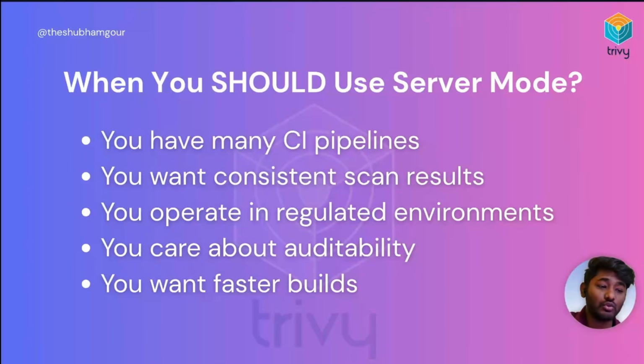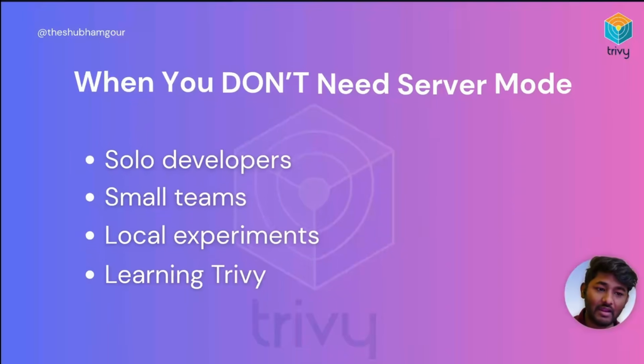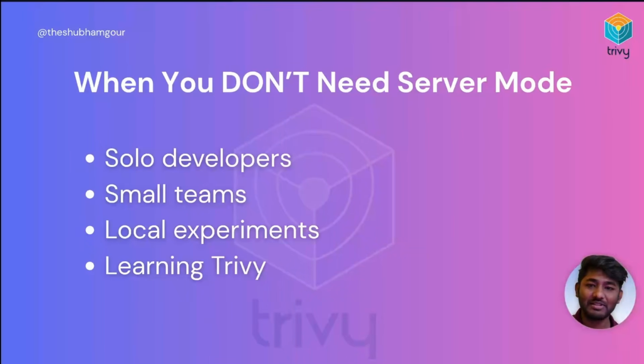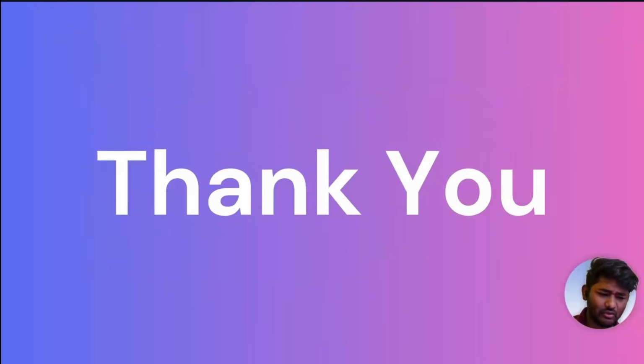So when should we use server mode? When you have multiple CI pipelines, when you want consistent results, when you operate in regulated environments, and you care about auditability and want faster builds. And when not to consider server mode: when you are a solo developer, when you have a small team, when you want to do local experiments, and when you are learning Trivy, at that time you should not consider server mode. But when it comes to enterprise, when multiple people are gathered, at that time you should consider Trivy server mode. So that was about the theory part.